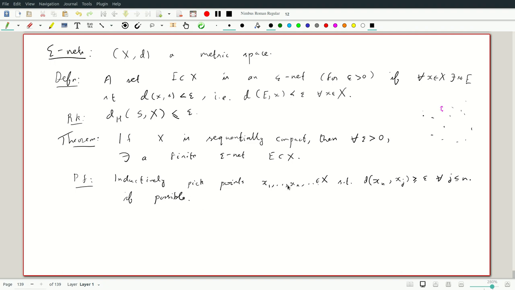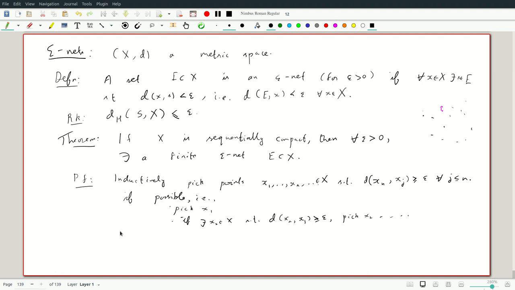Let me be more clear. We pick x1. If there exists x2 in X such that the distance between x2 and x1 is greater than or equal to epsilon, pick x2, etc.